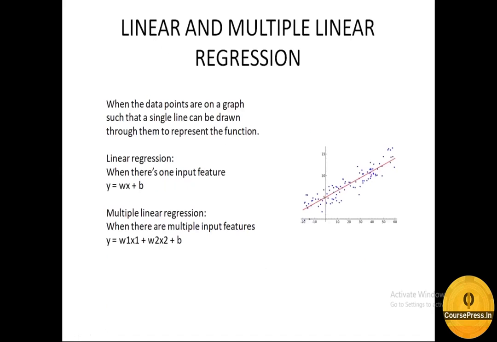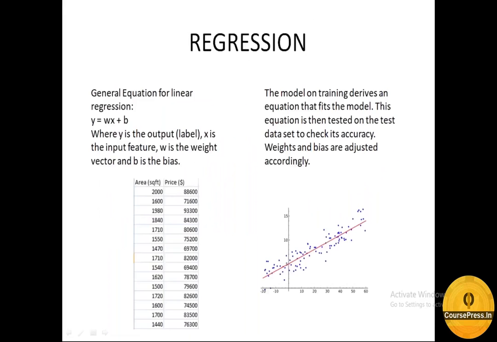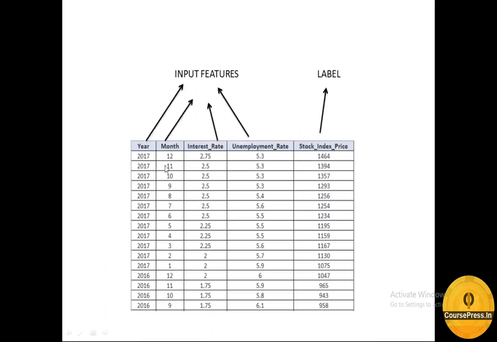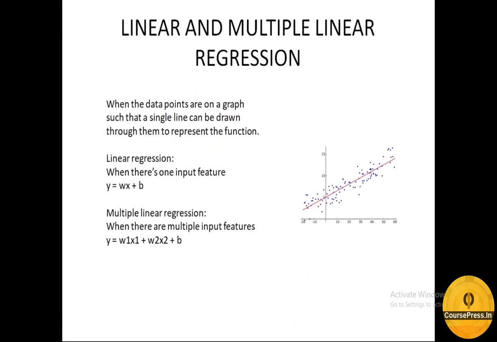Now, what happens in linear and multiple linear regression? In linear regression, we have one single feature x, and in multiple linear regression, we have multiple input features. In the data set provided here, we have only one input feature, the area, and price is our label, or y. But in multiple linear regression, as we can see here, we have four input features: year, month, interest rate, unemployment rate, and one label, stock index price. So this data is used for stock price prediction. Here we'll use multiple linear regression.